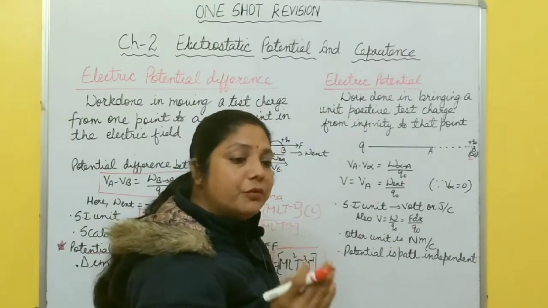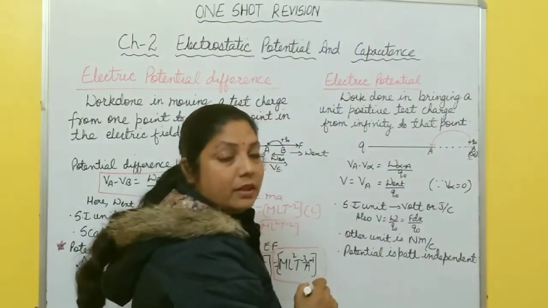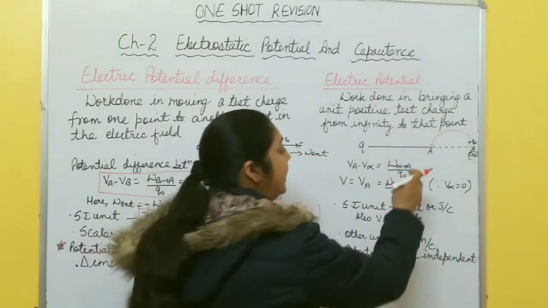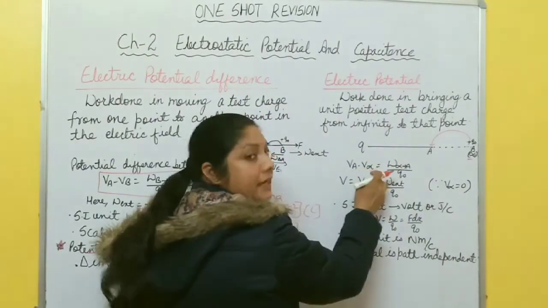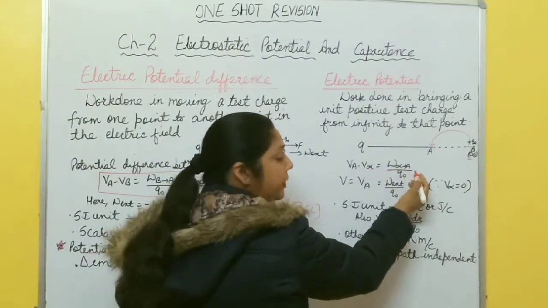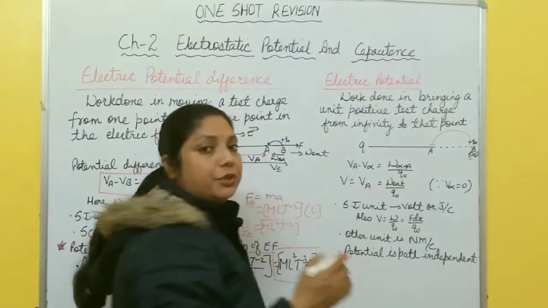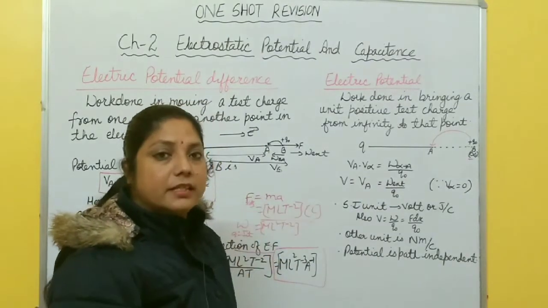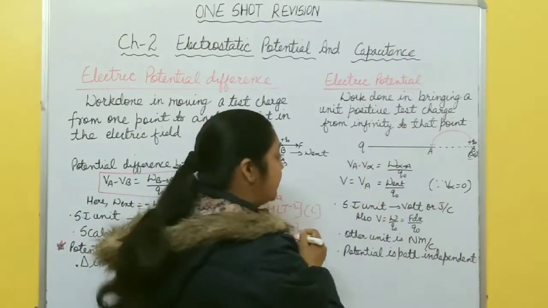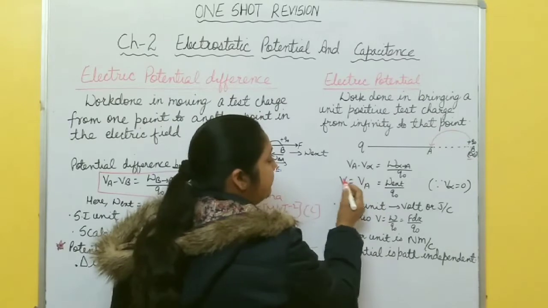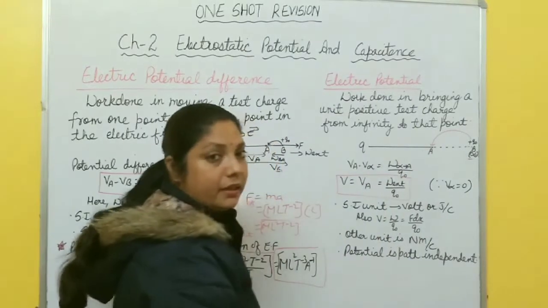Now work done in moving a test charge from this point infinity to point A is nothing but electric potential at point A. So you can write from infinity to A means VA minus V infinity equal to work done from infinity to A by Q0. This is W external by Q0, and you know potential decreases as distance increases. It becomes 0 at infinity. So V infinity is 0, right? So this becomes VA, or simply write V. This is electrostatic potential at point A, right?